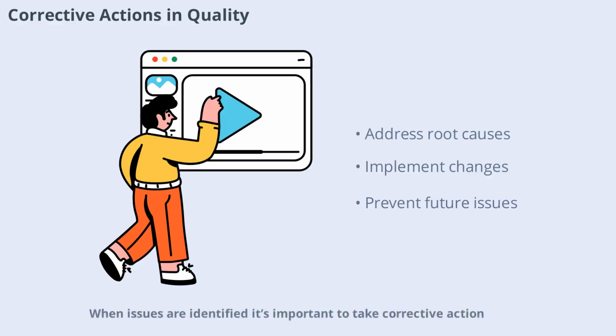When issues are identified, it's important to take corrective action. This means addressing the root cause of the problem, not just fixing the symptoms. Corrective actions may involve process changes, additional training, or updates to documentation. By taking prompt and effective action, you prevent similar issues from occurring in the future and continuously improve project quality.